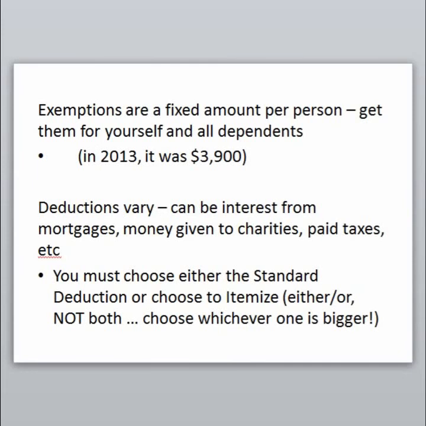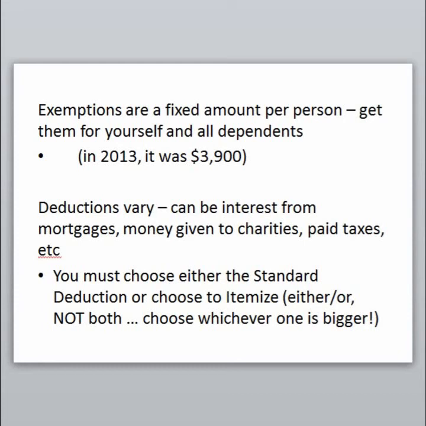So exemptions are a fixed amount that you get to subtract off from your taxes per person. So you get it for yourself and any dependents. So if you're married, you get to subtract 2 exemptions because there's 2 of y'all. If you have 2 kids, you get to subtract 2 more exemptions because there's 2 kids. So every single person that you are financially responsible for, you get to subtract an exemption for. And in 2013, the exemption was $3,900. So you got to subtract that from your income right away.